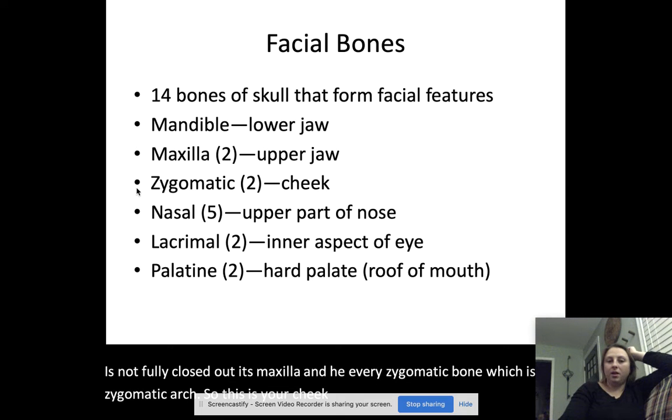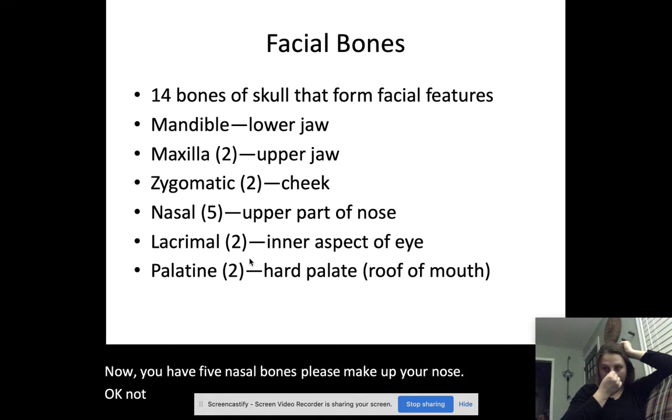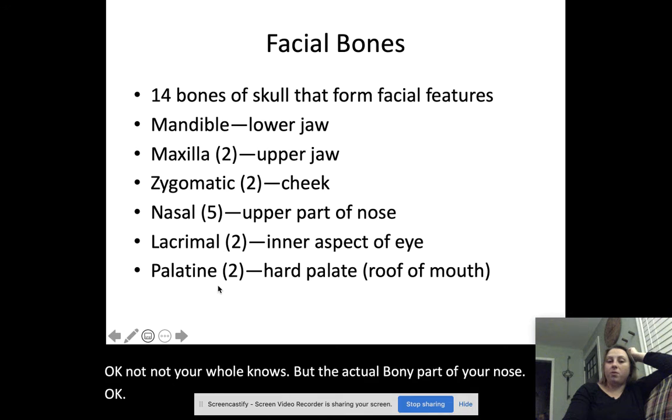Okay. Now, you have two nasal bones. These make up your nose. Okay, not your whole nose, but the actual bony part of your nose. Okay. Then you have lacrimal and palatine.